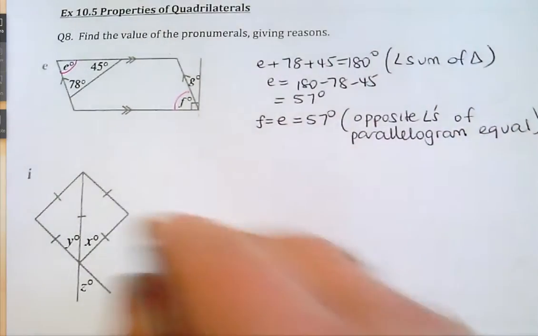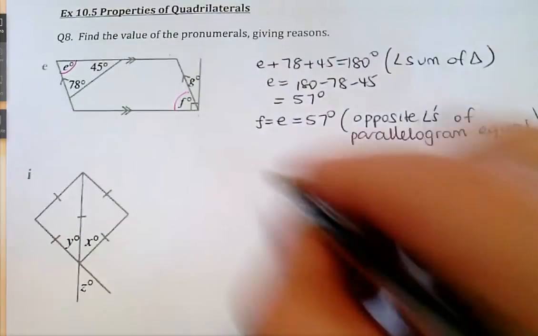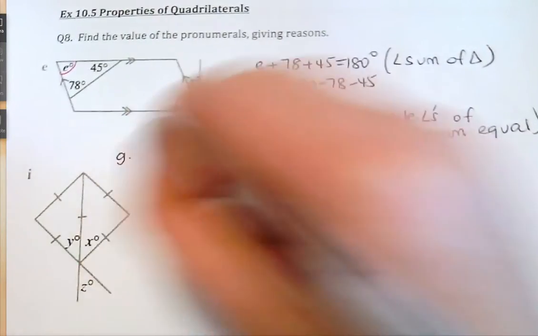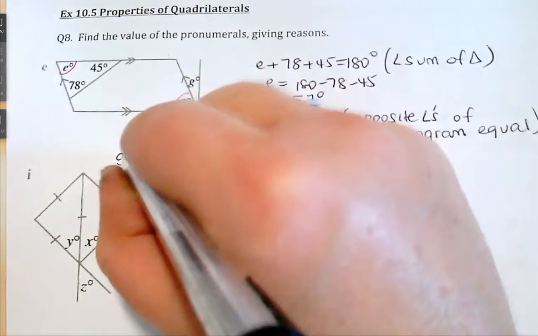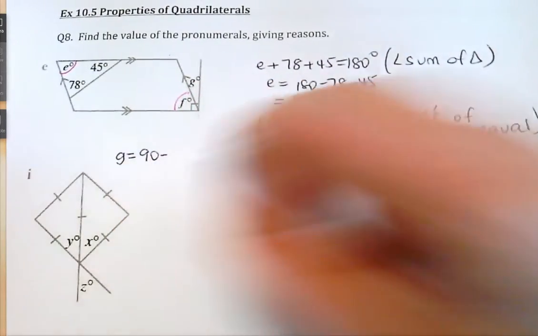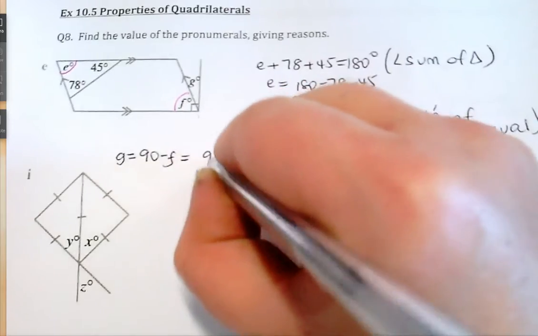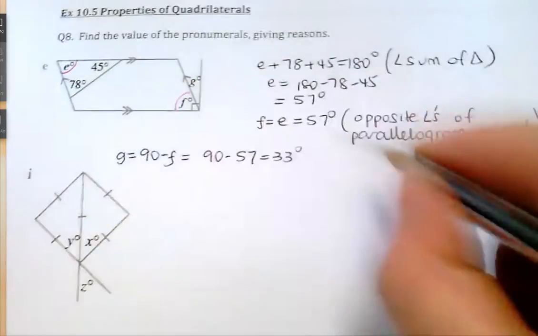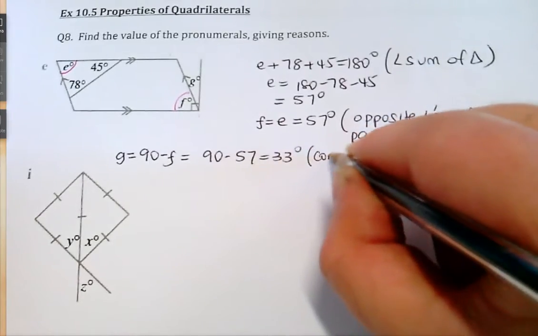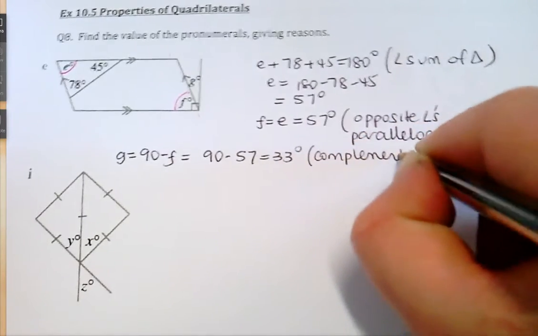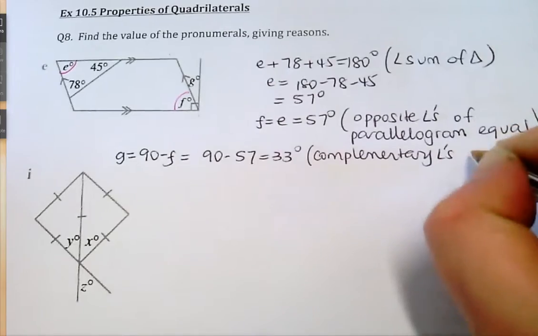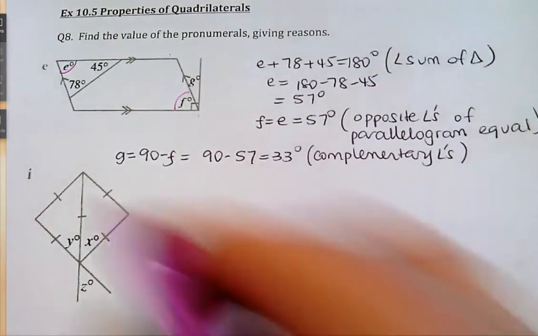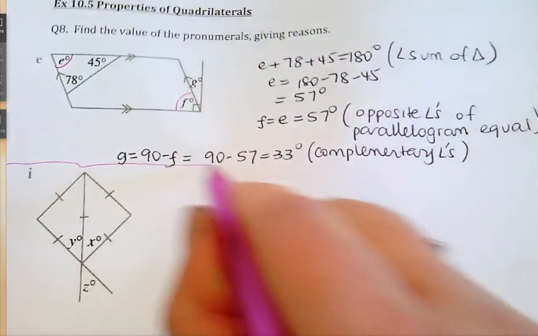And now for the last bit in this question, to work out G, we know that G plus F is 90, or we can just say that G equals 90 minus F, which is 90 minus 57, which is 33 degrees. And the reason that I'm writing that is that we've got complementary angles, or you could say angle sum of right angle. Okay, so that's the first question there.